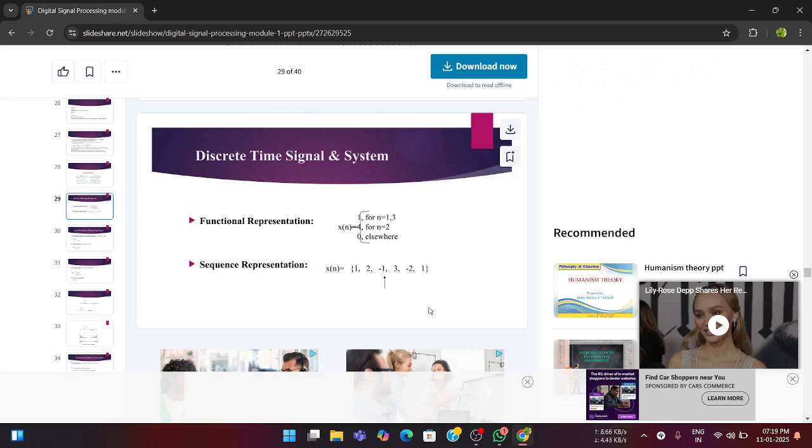Sequence representation is done like this, as we have seen in the further modules, module 3, 4, 5, where we showed how a sequence is represented. For a discrete time signal, this is the sequential representation, where this arrow mark indicates the zeroth term, where the value of n is 0. Wherever n is 0, that arrow mark is indicated.